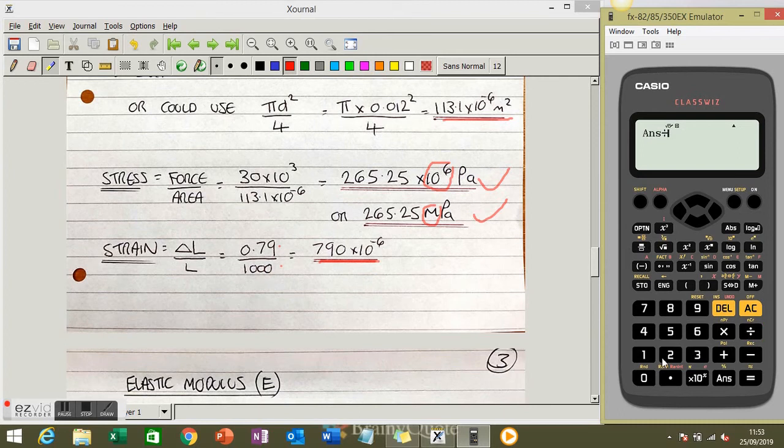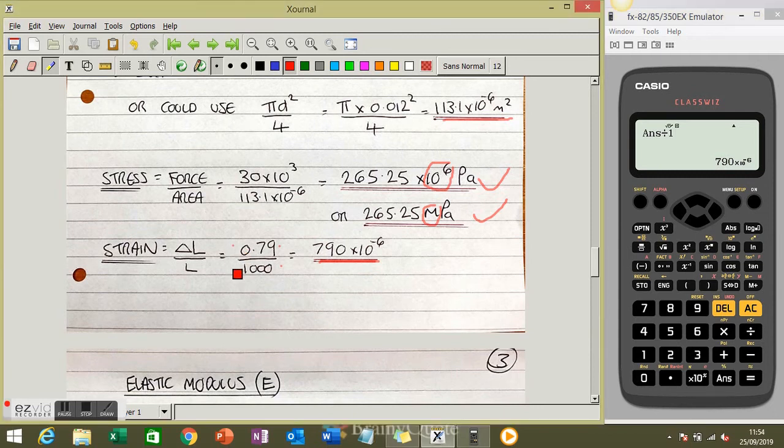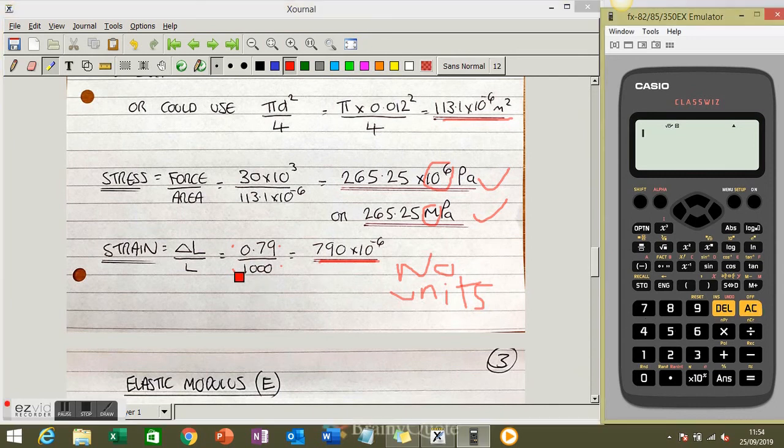And obviously, 1,000 millimeters is 1 meter. So I'll just do it: 0.79 over 1,000. Nothing wrong with that answer, or that. So it's the same thing. It's a length over length. As long as they're both in the same unit, you're laughing. No units. It's a length over length. Classic writing. Right. No units for strain.